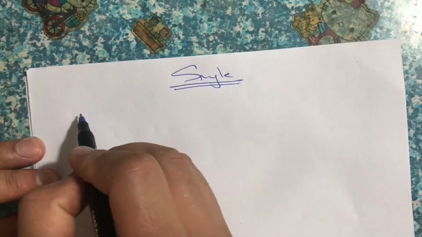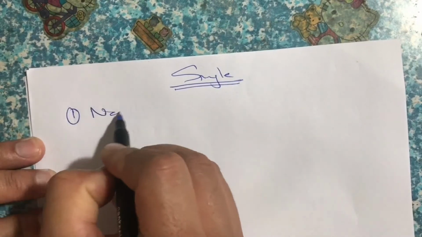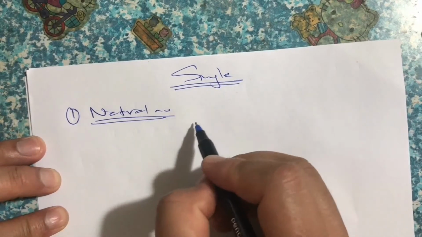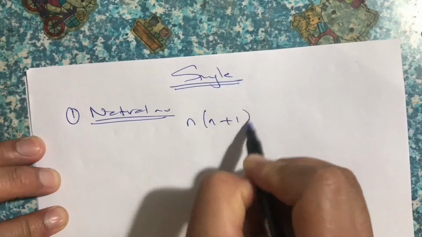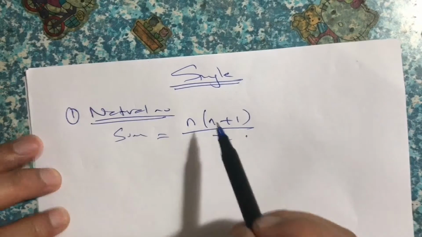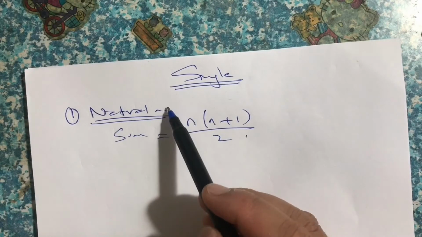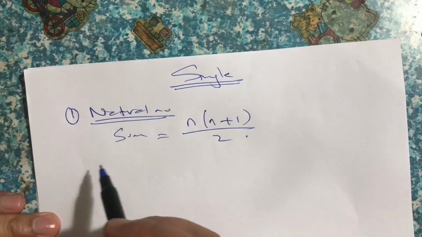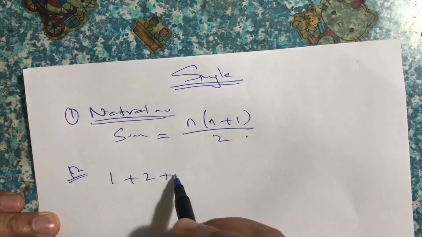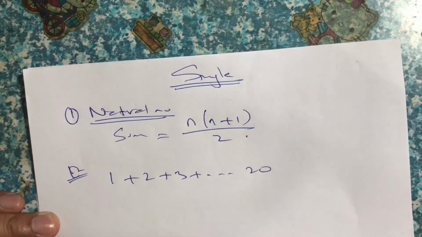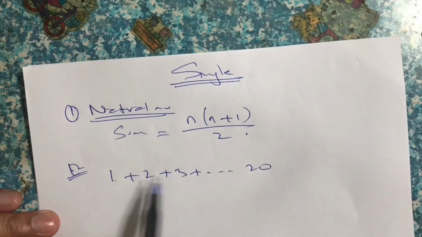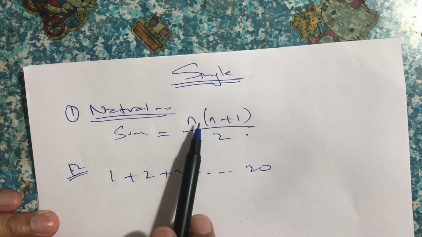Single one: the first one was single natural numbers. The formula, if I wanted to find the sum, was n(n+1) divided by 2. That was the formula to find the sum of natural numbers if it's single. So for example, let's say I have a question which says 1 plus 2 plus 3 plus dot dot dot 20. Say it says find the sum of this. I see it's natural numbers and no power, which means it's single. So that means this is the formula I'll use.